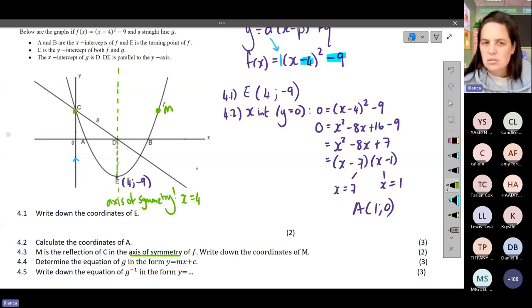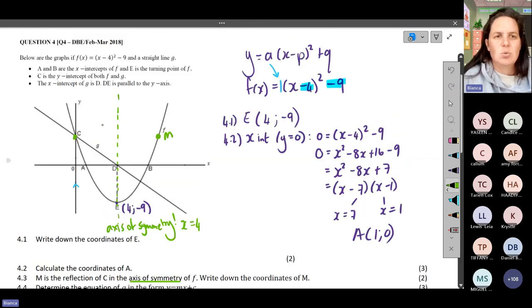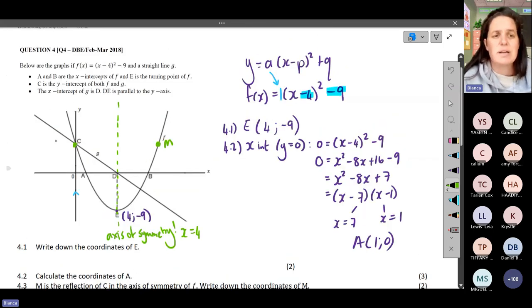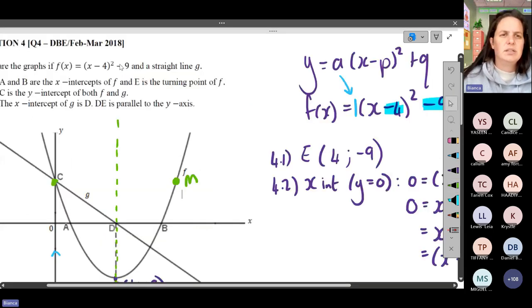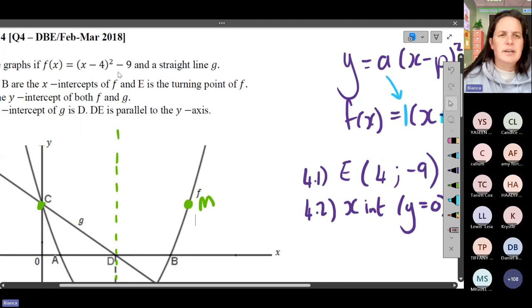Well, how many marks is this? 2 marks. Okay, C is a y-intercept. It's a y-intercept of the parabola. It's also a y-intercept of a straight line. If you look at the formula over here, do they give you the y-intercept? This formula, unfortunately, doesn't. This formula only gives you the turning point.